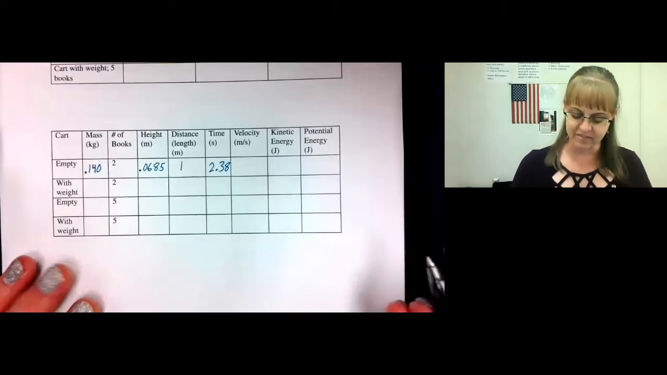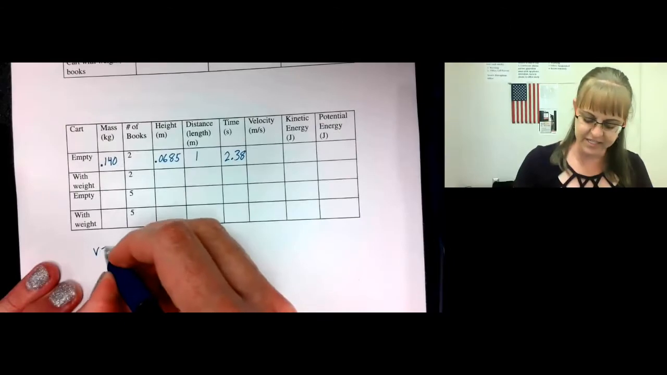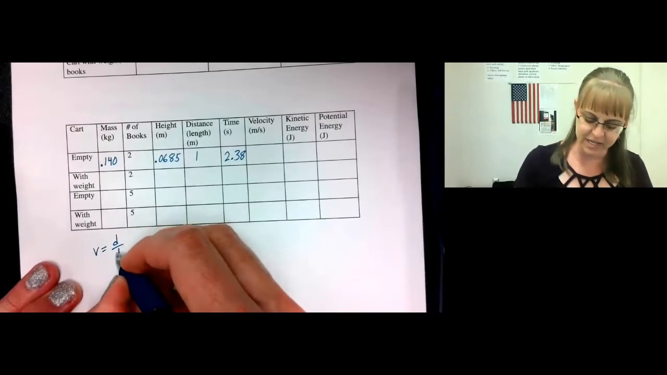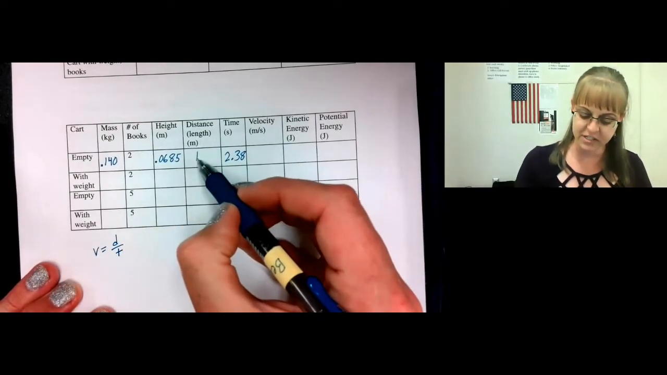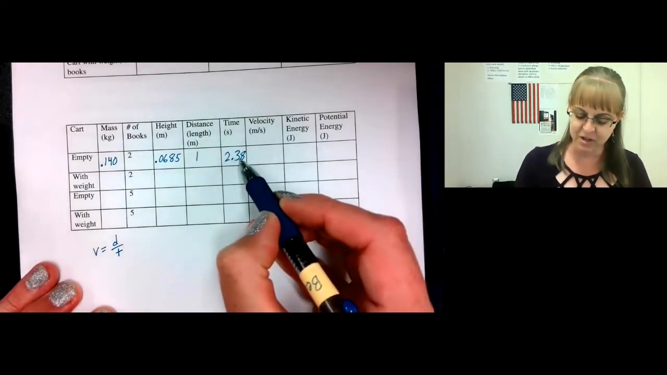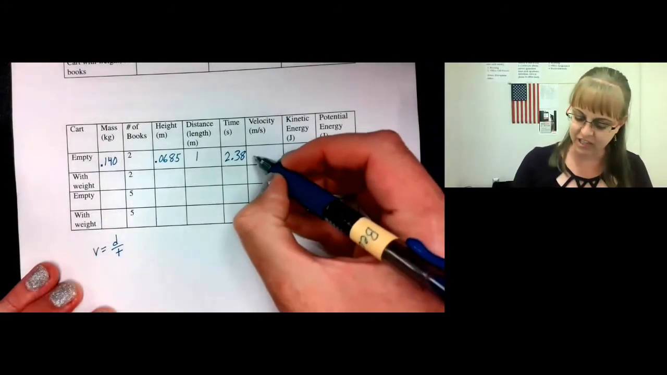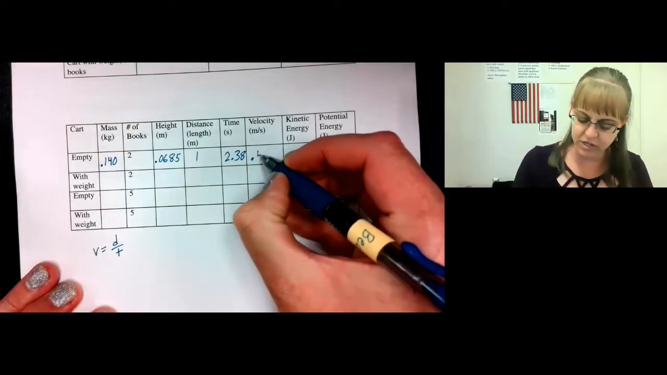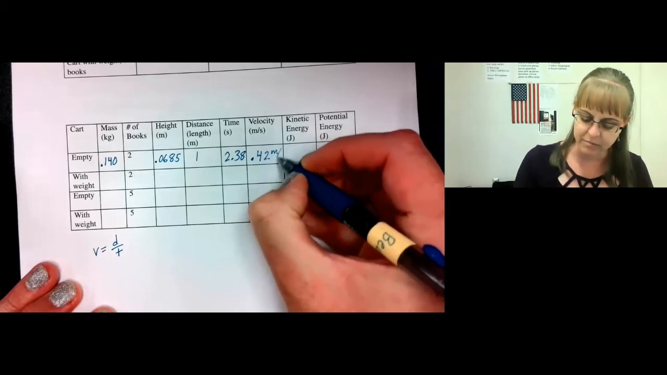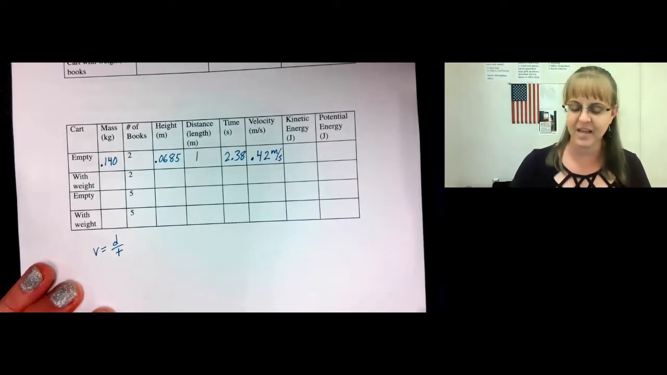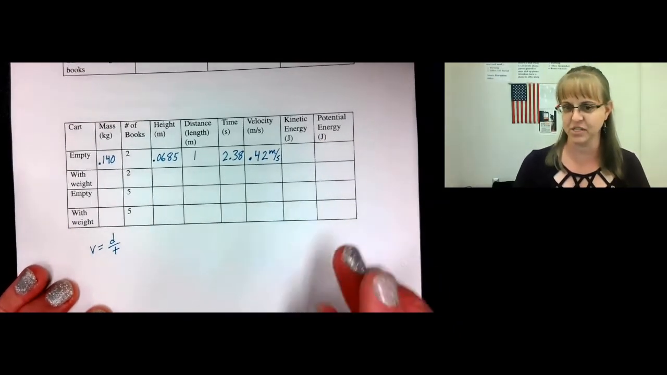First, we're going to calculate velocity. Velocity is distance divided by time. So the distance or the length is 1 divided by the time of 2.38. That gives you a velocity of 0.42 meters per second. I would keep at least 2 decimals here.